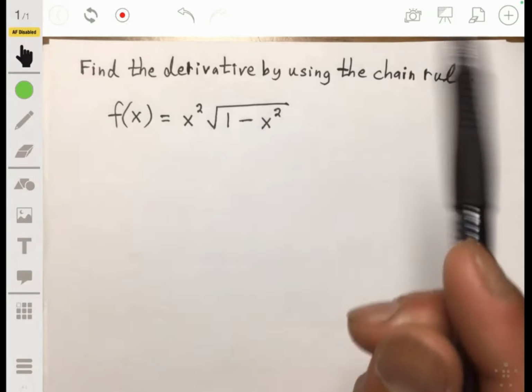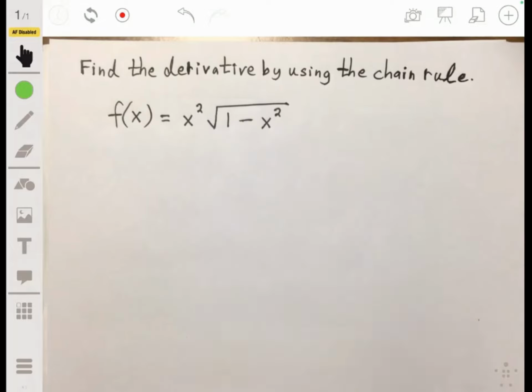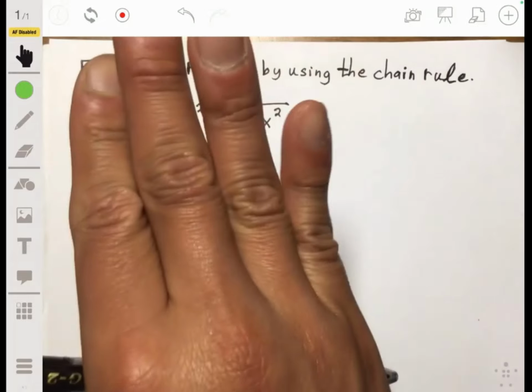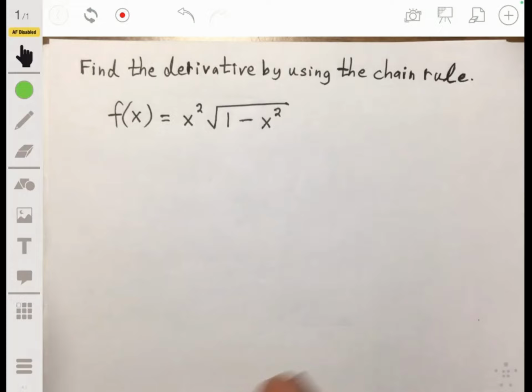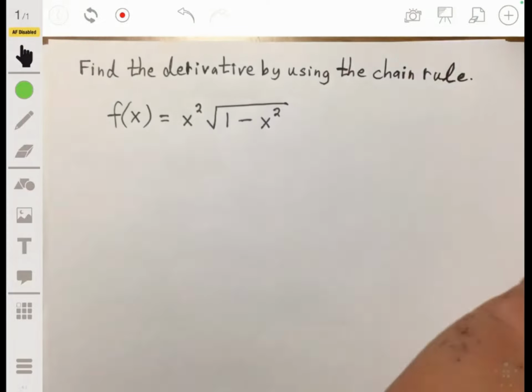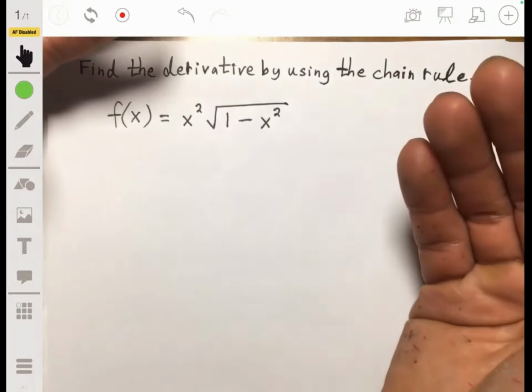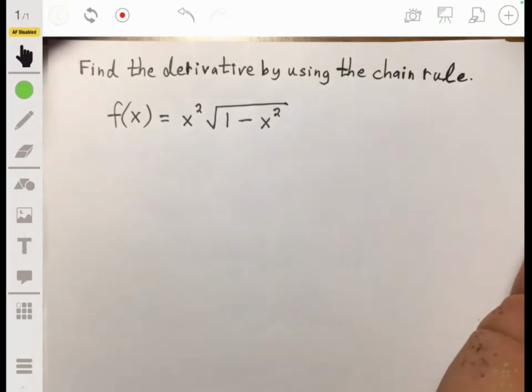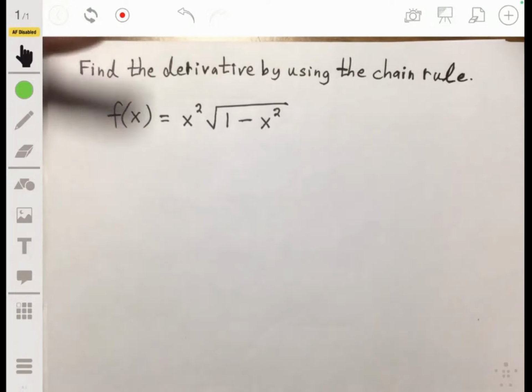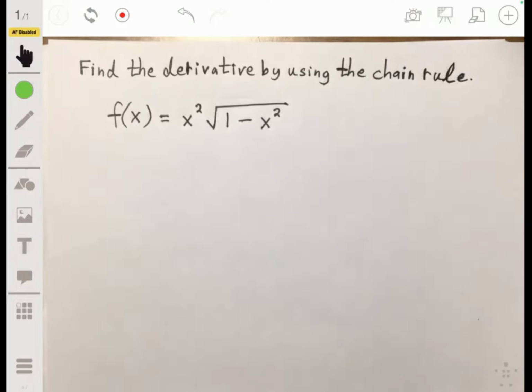All right, so I'm going to go over how we can take the derivative of these functions that tend to confuse students when they first have to deal with them. We're going to use the chain rule. Even though it says use the chain rule, it doesn't mean you're only going to use the chain rule. You're going to see that the chain rule usually requires the product rule and other rules.